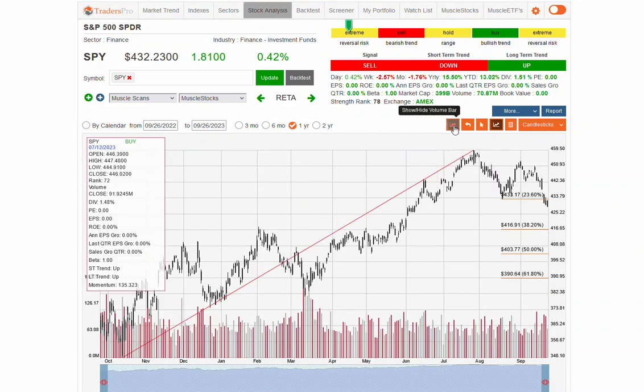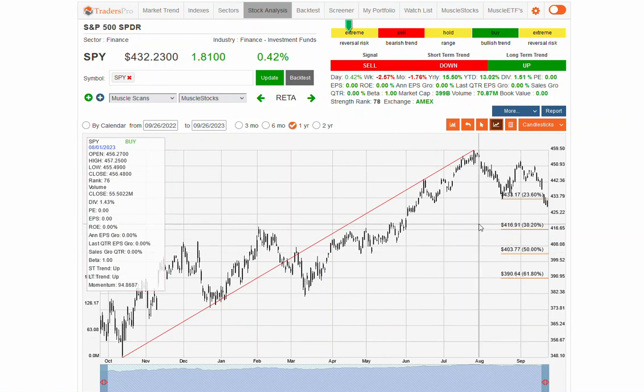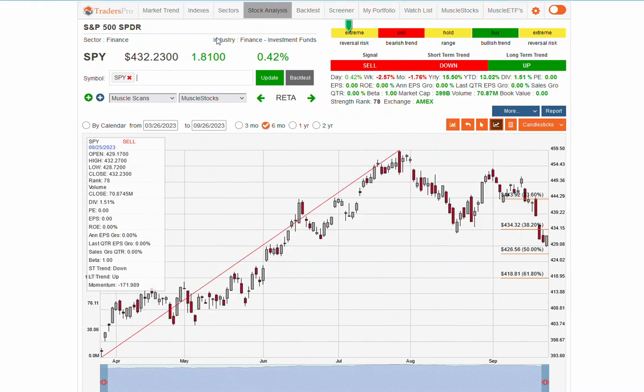Let me actually just remove that volume off there so we can see it a little bit more clearly. If we can't rally back up above that 433, that next stop of 416 is probably where we're going to end up to find some longer term support.